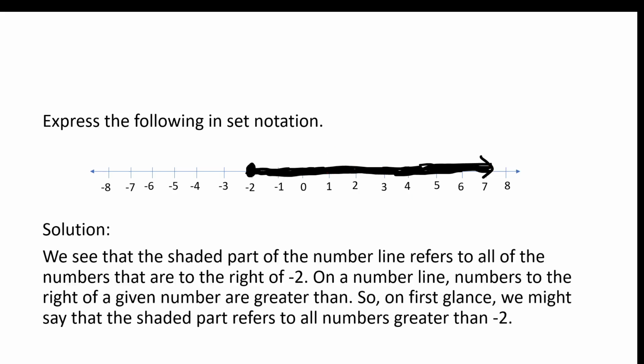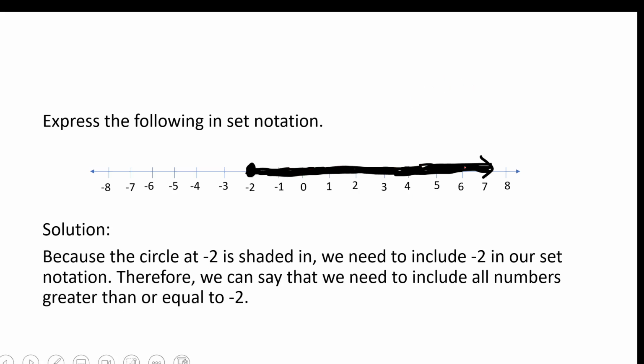And so what we're going to do is we're going to use the following procedure. We see that the shaded part of the number line refers to all the numbers to the right of -2. And on a number line, numbers to the right of a given number are greater than. So on first glance, we're going to say that our condition is x greater than -2. We've shaded in all the numbers greater than -2. And that's a good start.